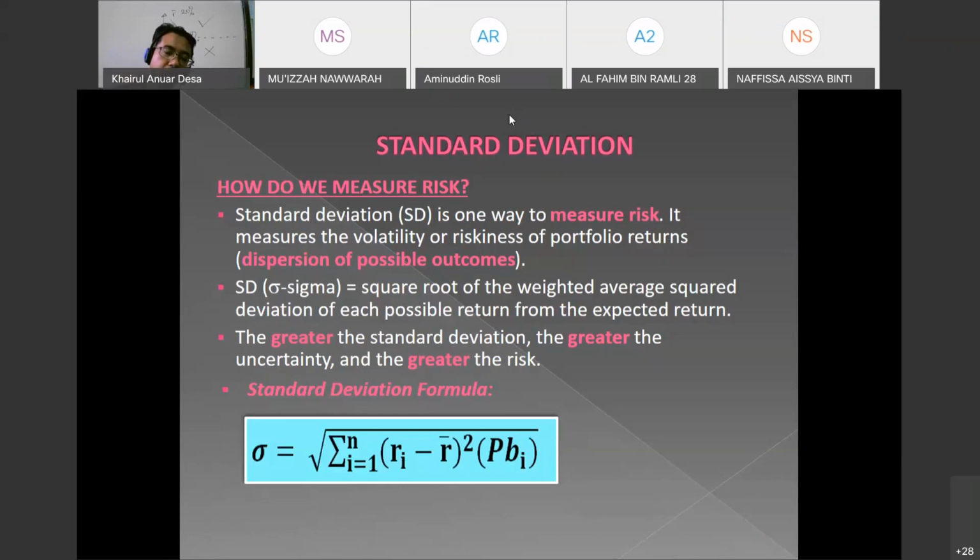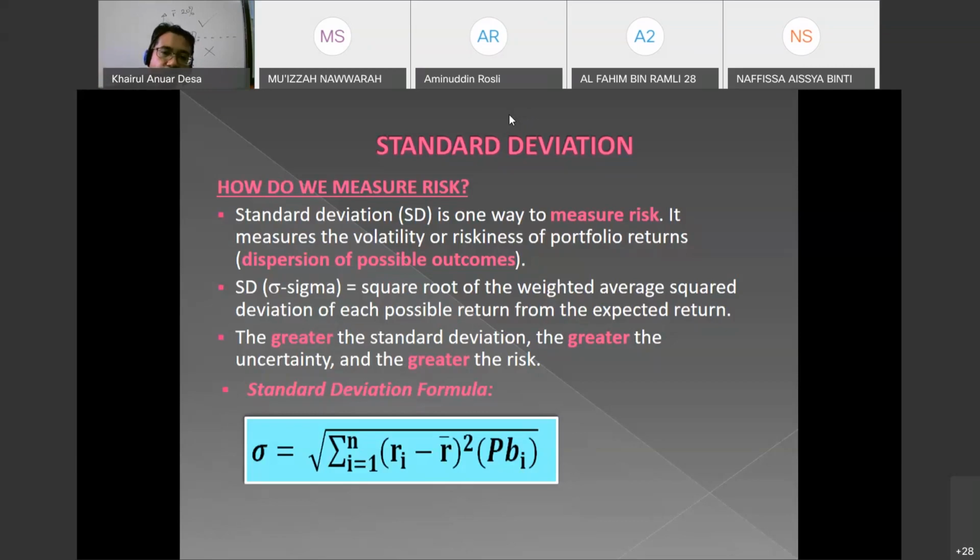What is the meaning of countable or measurable risk? Meaning that kita ada data-data. We have data, and we have the information, and based on the data and information, we can forecast, we can calculate the exposure of the risk. Okay, berdasarkan data ataupun maklumat yang kita ada, kita boleh mengira pendedahan sesuatu jenis risiko.